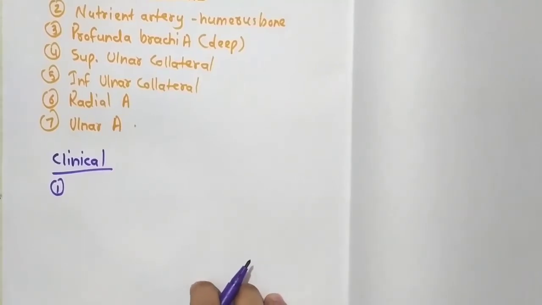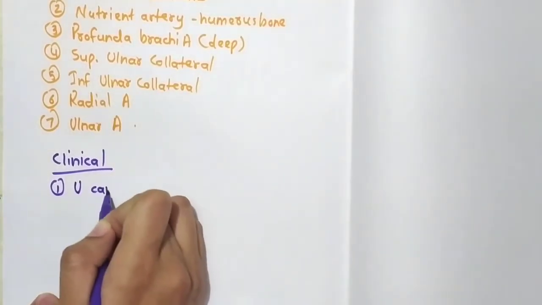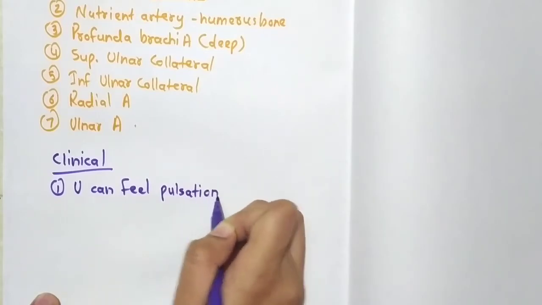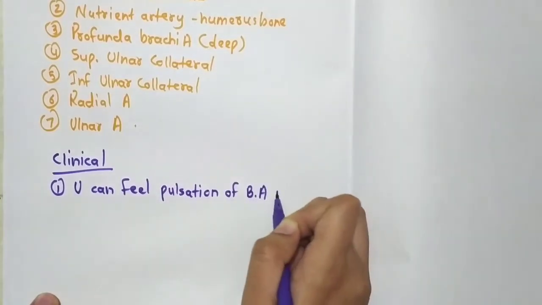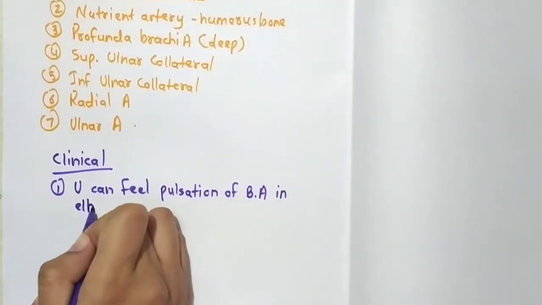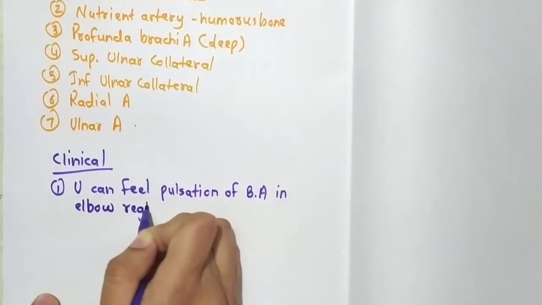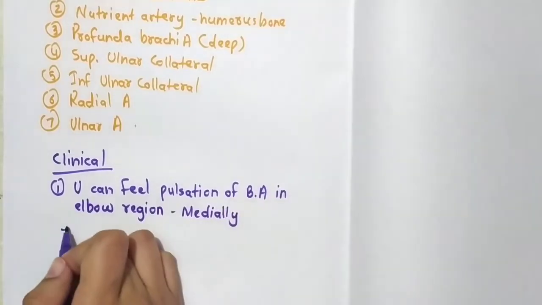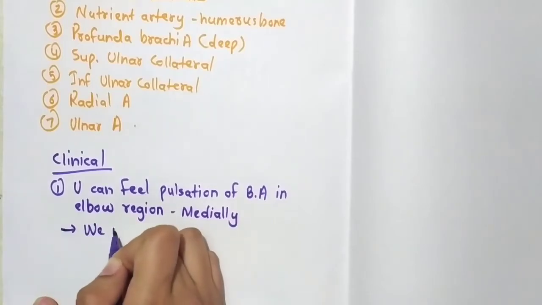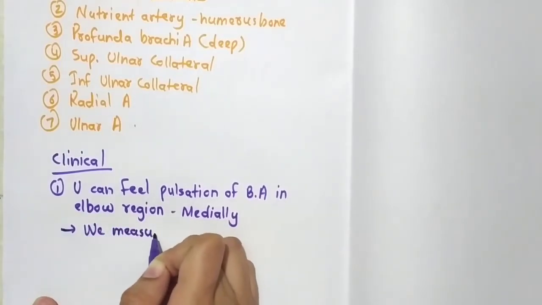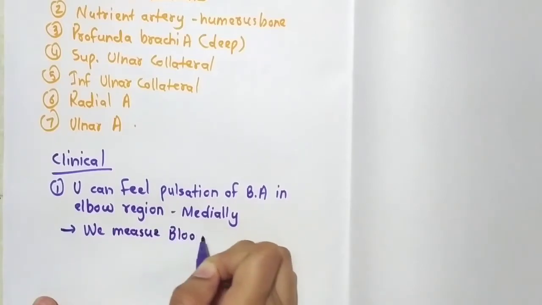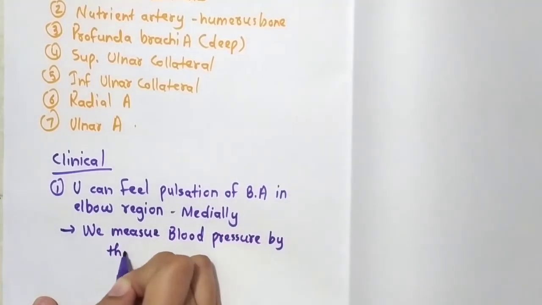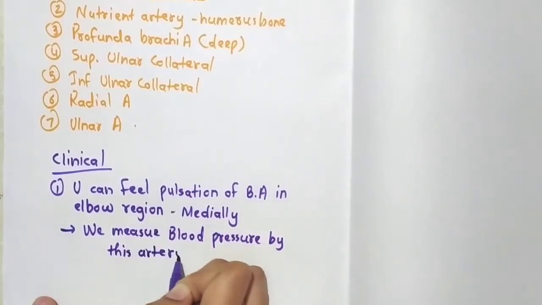Okay, so you can feel pulsation of brachial artery in elbow region medially, and we measure blood pressure by this artery.